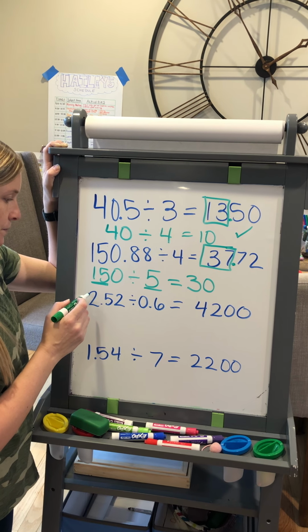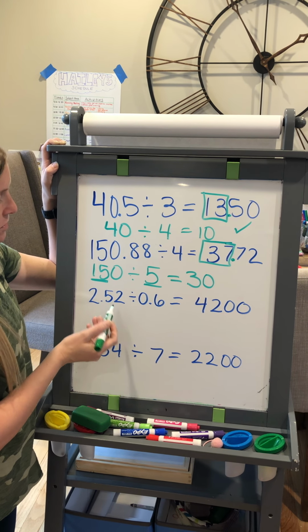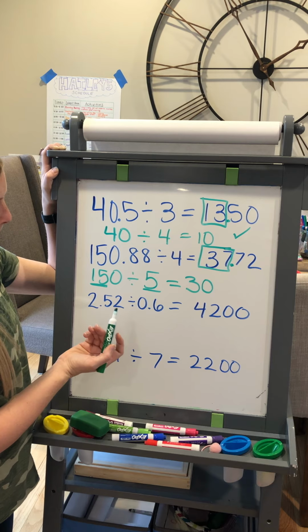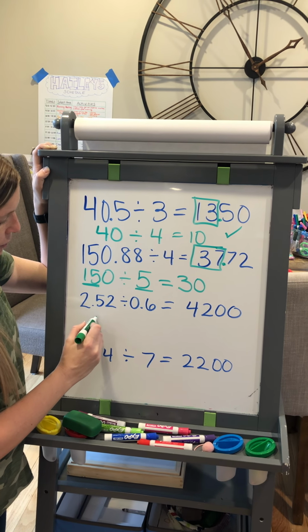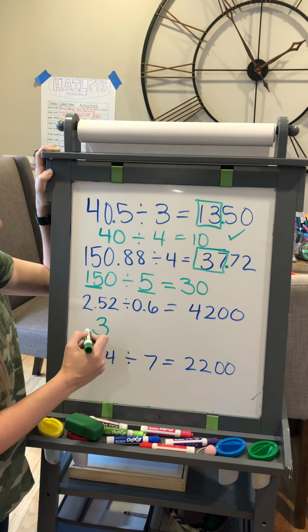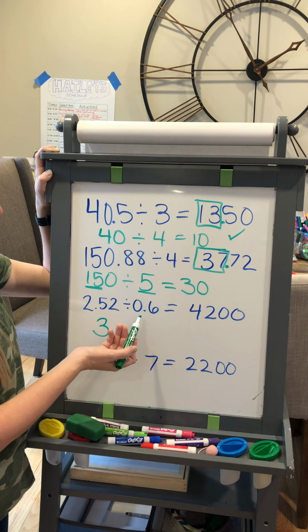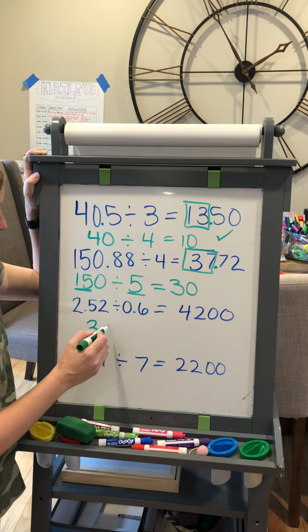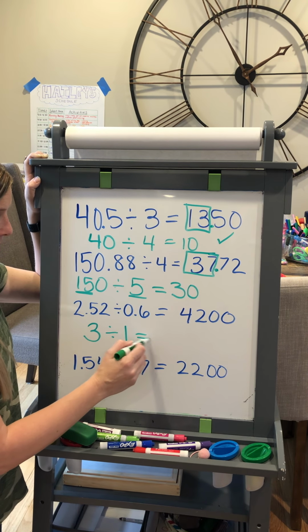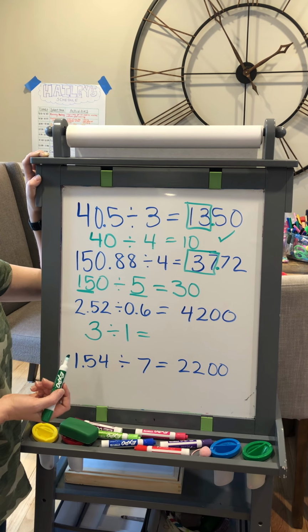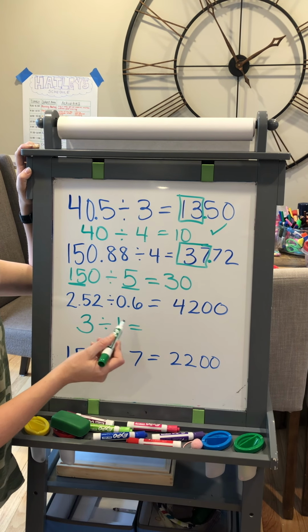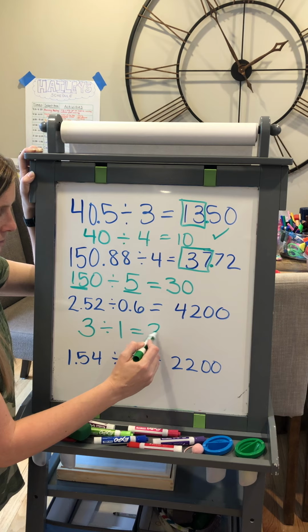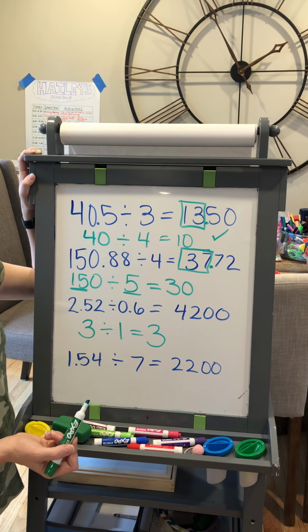So here, if I take 2 and 52 hundredths, I could round that to 3. And here, 6/10, you know what, I actually could round that to a whole. So I'm going to round that to a whole. Well, I can easily do this problem. 3 divided by 1 whole. 3 divided by 1 equals 3. So my answer should be close to 3.